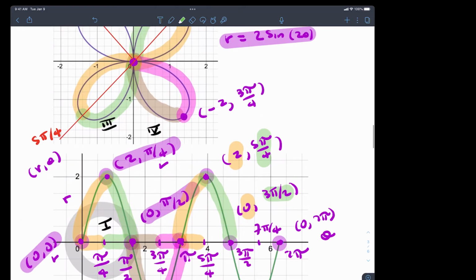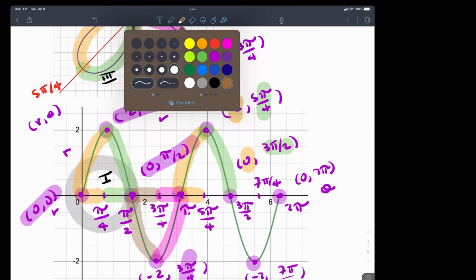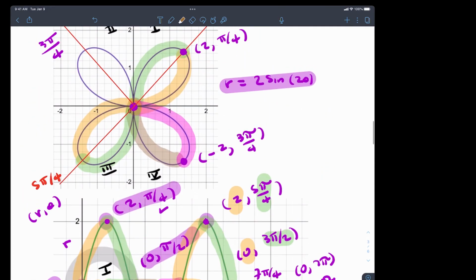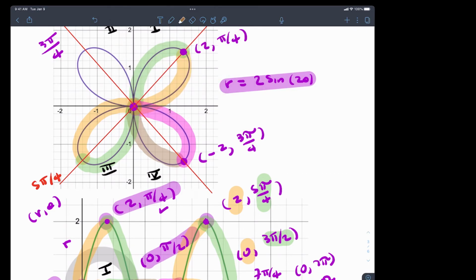So, and I think we used green. Now the next color was brown, right? So you're going from 0, 3 pi over 2 to a radius of negative 2, angle 7 pi over 4. So 7 pi over 4 again is this way. And it's a negative radius, so it's opposite the pole. So you're going back around this way.